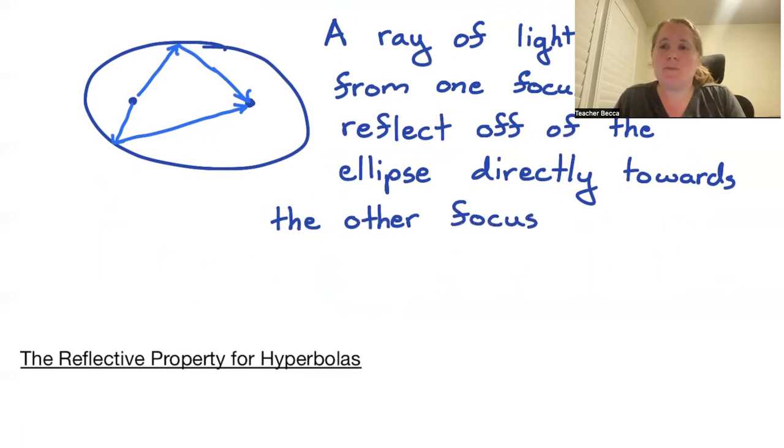This means if you are in an elliptical room and you stand at one focus and somebody else stands at the other focus, and you speak, all of the waves should then bounce back to that person, right?